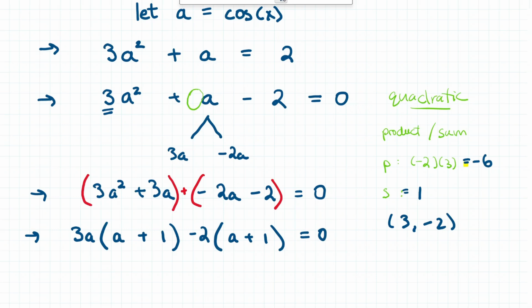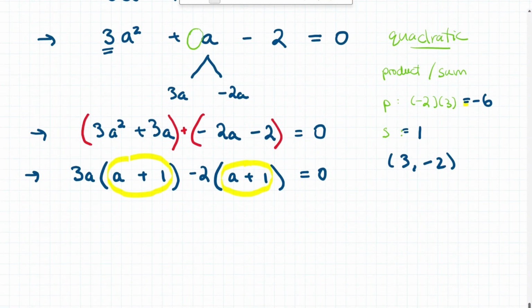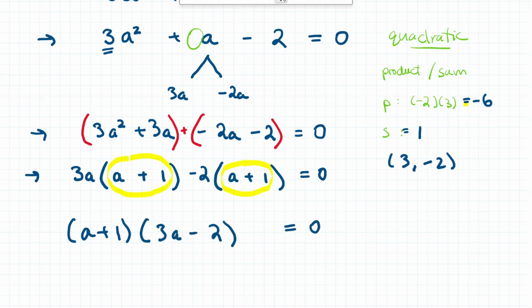So what can I do next? Well, now that I was able to factor and end up with a term that was the same, that means I factored correctly, and now I can actually take this a plus 1 and factor it out of the whole equation. So I've got a plus 1, and then look what's left. I've got 3a minus 2, and this equals 0.